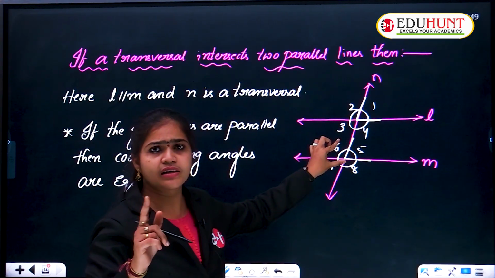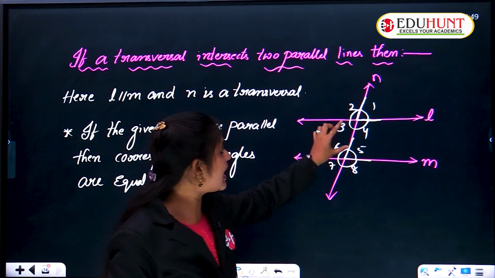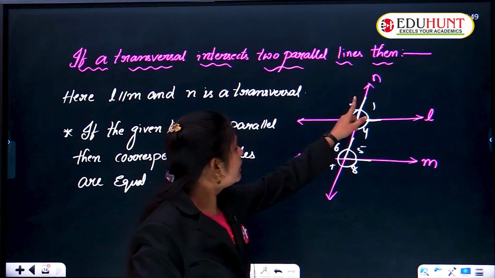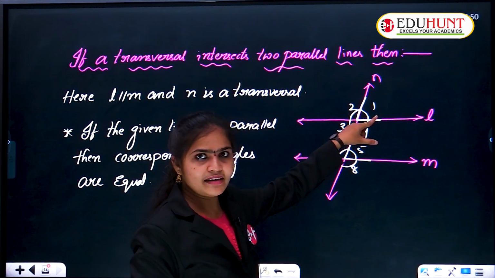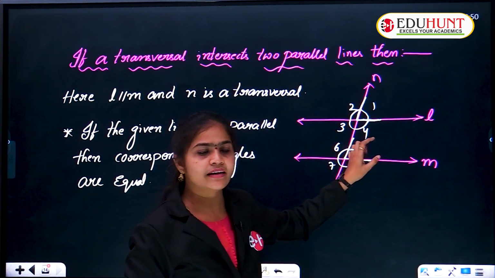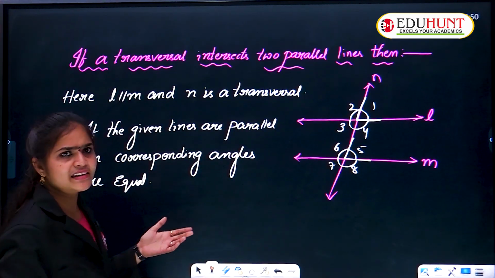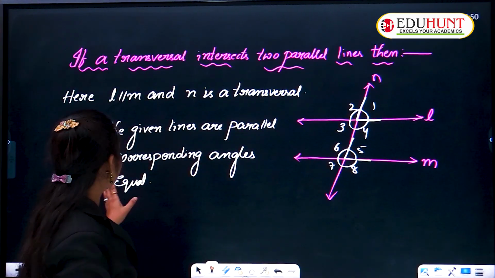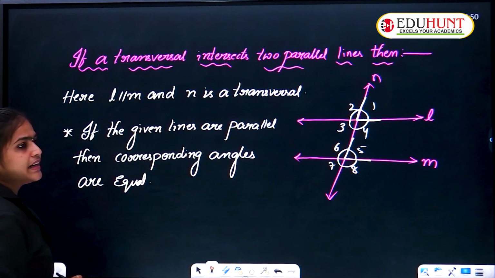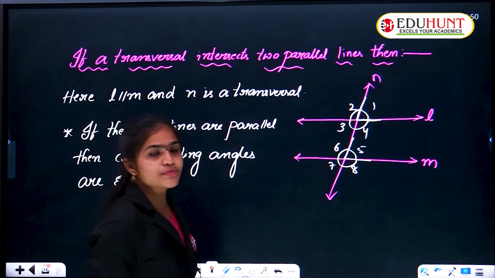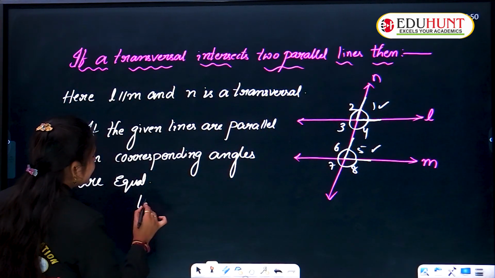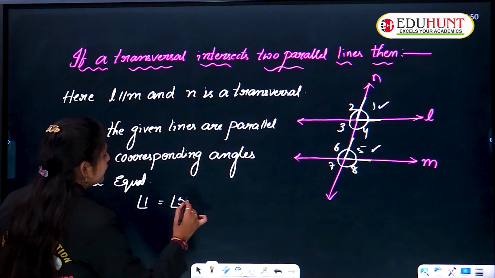I think that experiment is given in your 7th class textbook. Just take a colored paper, cut it into the shape of this angle, and trace these two angles; we will get the same measurement. There is no other proof for that. So if the given lines are parallel, then the corresponding angles are equal. Which angles are corresponding? Angle 1 and angle 5, so angle 1 is equal to angle 5.